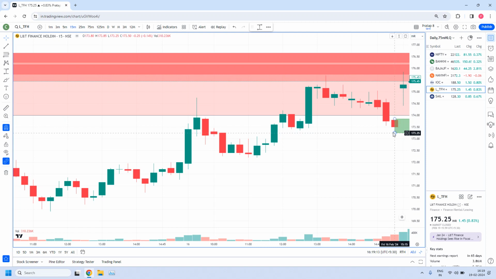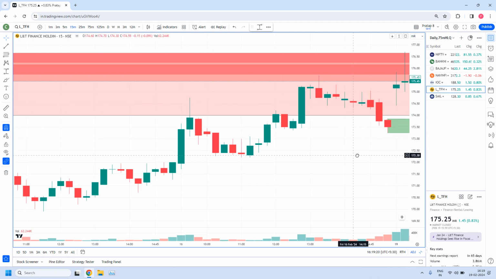But the problem is here, in this drop base rally, there is a gap, a pro gap. Because the gap is a very strong area, let me draw the horizontal line.